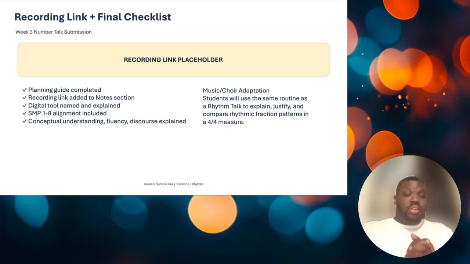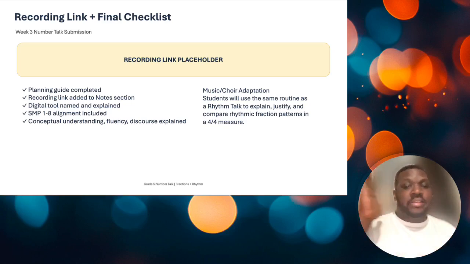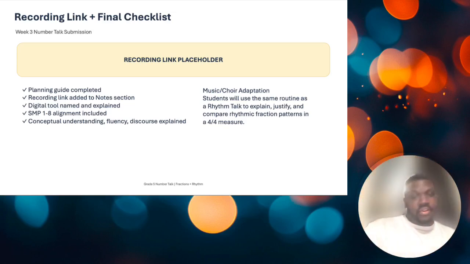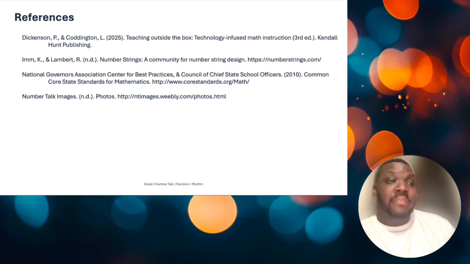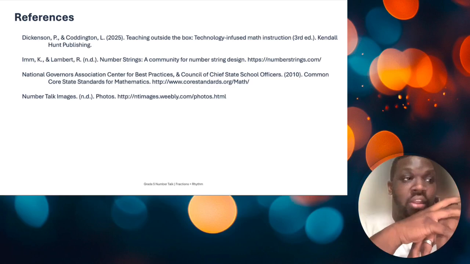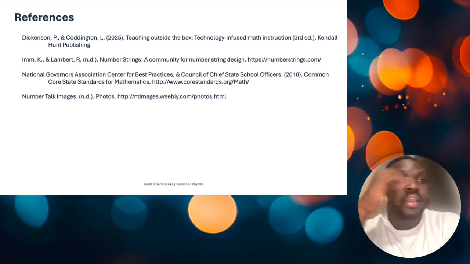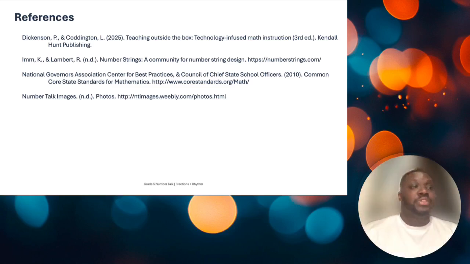All right, and so these are just notes for me, just so y'all can see that not only do I need to put my recording link here, but also that I covered all these areas in my checklist and my PowerPoint. So, chapter 4 of Teaching Outside the Box gives us the structure of this number talk. It includes the silent thinking time, the related problems, the multiple strategies, student explanation, and teacher-facilitated discourse.